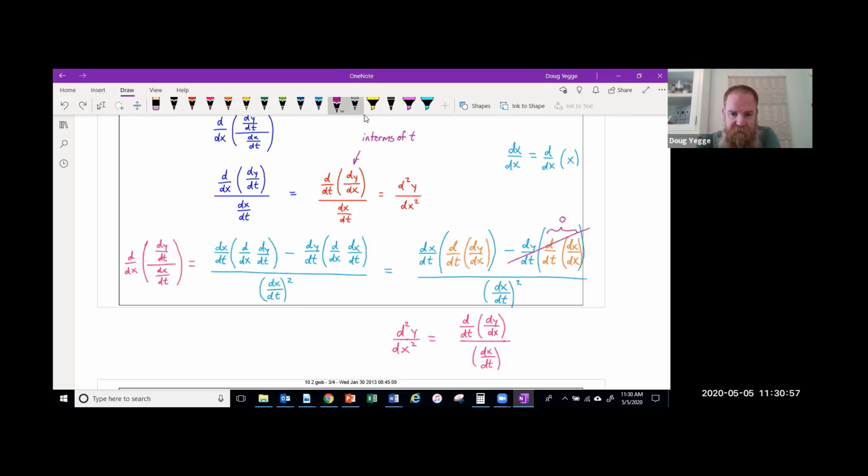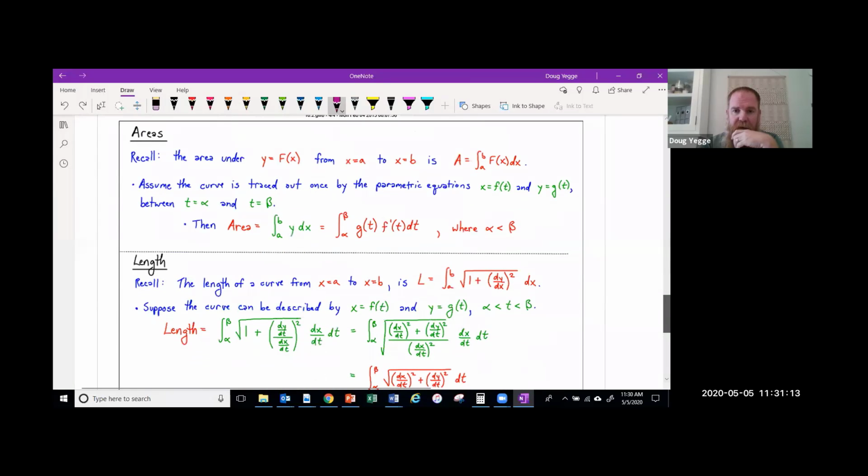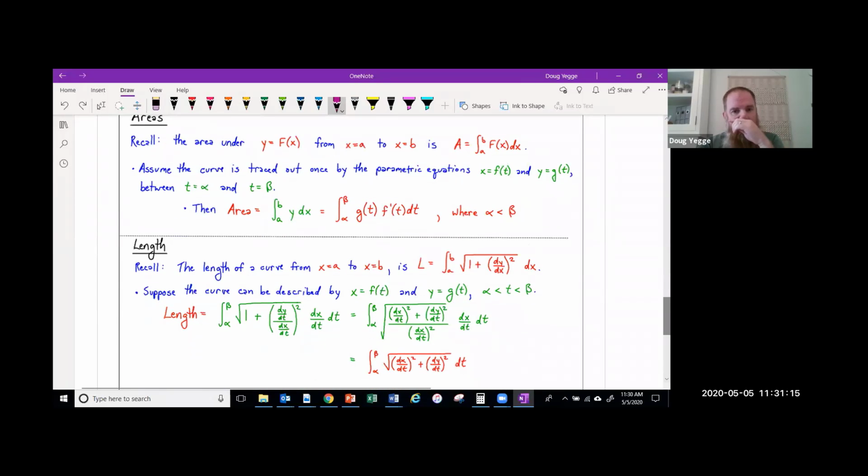And so this is basically what we're doing. All right. One last thing that I want to do before doing an example, why don't we find out how to do an arc length? We could actually do area and arc length in a very similar way.